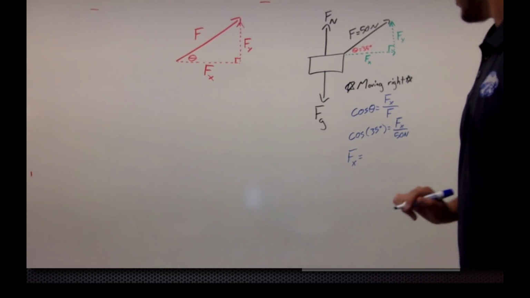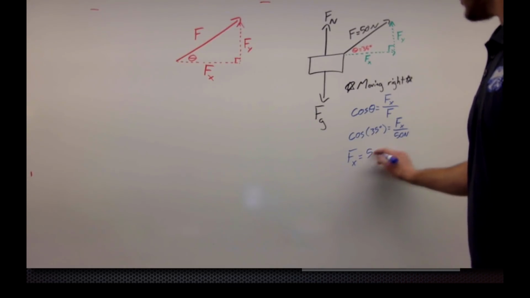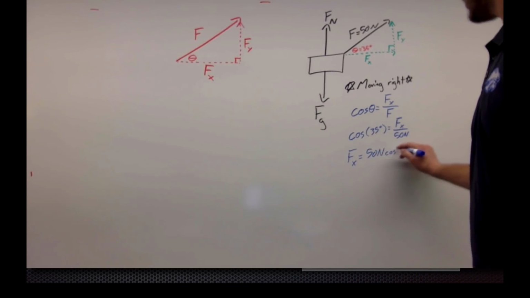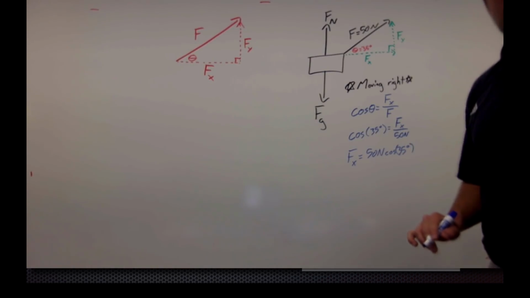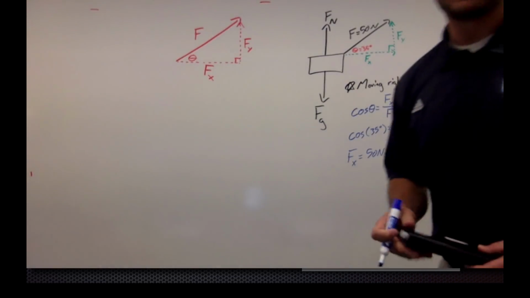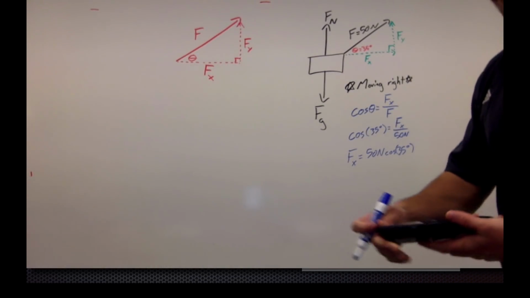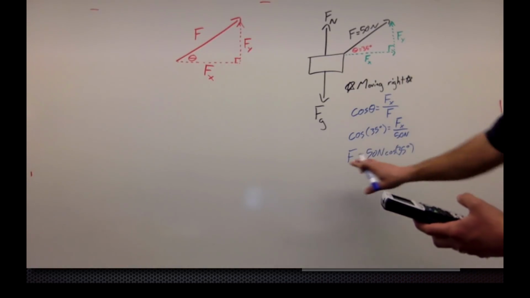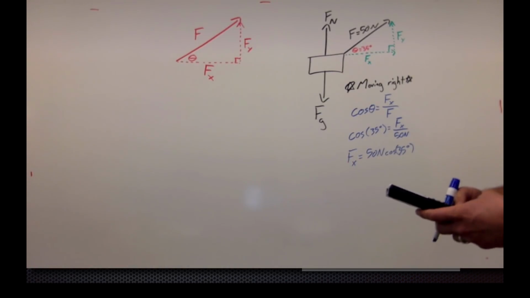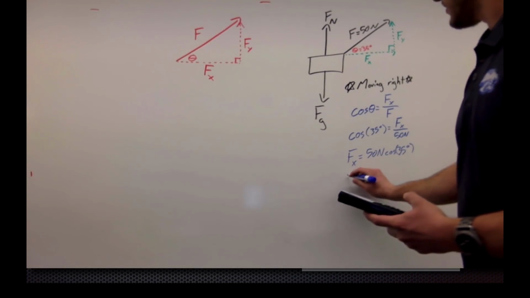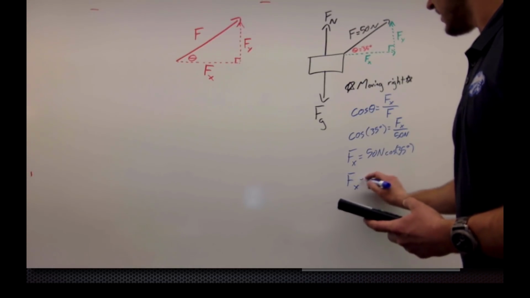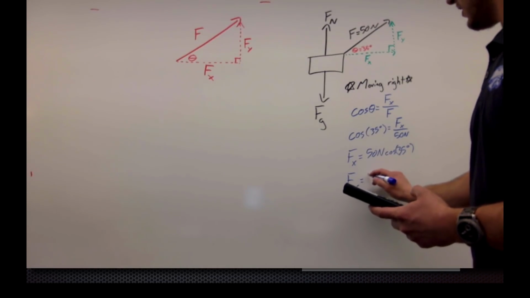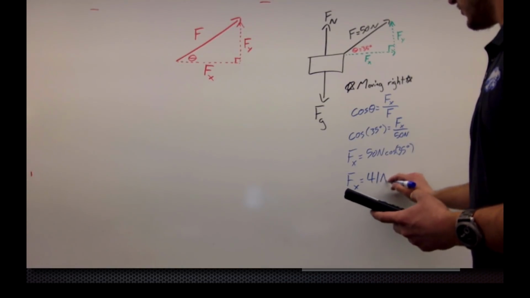We get our horizontal component, F of x, equals 50 newtons times the cosine of 35 degrees. And if you notice, this is the exact same formula that's written in the bottom right diagram on the slide. So going through this, just to get a number for you, 50 times the cosine of 35 gives us a horizontal force of approximately 41 newtons.